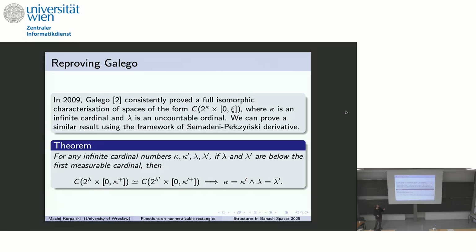If we take a bunch of cardinals such that lambda and lambda prime are below the first measurable, so consistently all of them, then we have such a result that these spaces are isomorphic only if the cardinals are the same. This is, of course, a much weaker result than his. Maybe it's possible to fully reprove it using this framework, but this is one of the interesting examples for which we can use this Semadeni-Pełczyński derivative.